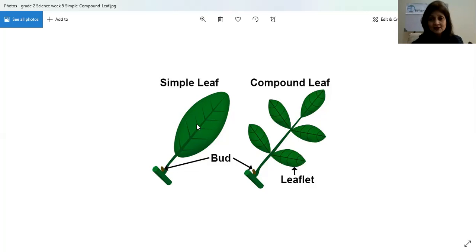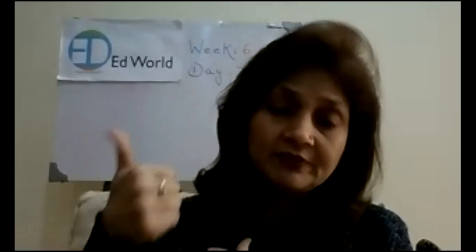This is also this type of leaf. This is also the same type. But since there is only one leaf on the leaf stalk, it is a simple leaf. But here there are more leaves on the leaf stalk, so this is a compound leaf, right? You understood, class? How the leaves are different and how they are alike. So basically, if there is only one leaf on the leaf stalk, it will be a simple leaf. But if there is more than one leaf, it will be a compound leaf.